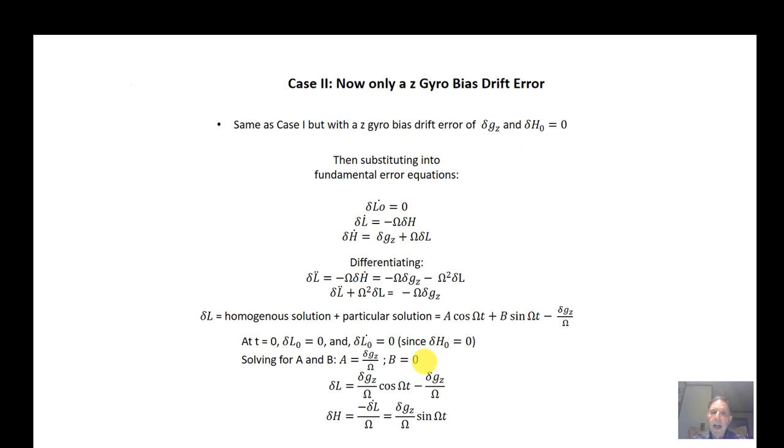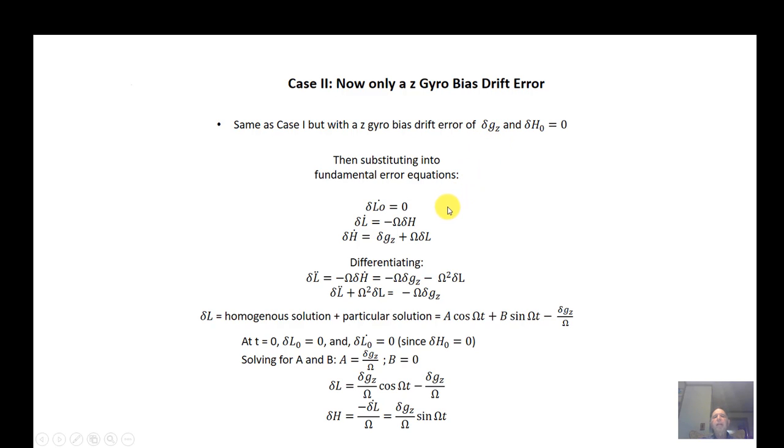Now, let's do another case. In this case, the only error we'll consider is a Z gyro bias drift error. So this will be the same as case 1 in terms of a trajectory, but with a Z gyro bias drift error of delta GZ. And we're not going to consider superimposing, although superposition is, of course, possible when you're dealing with linear systems. We'll just consider only a delta GZ error.